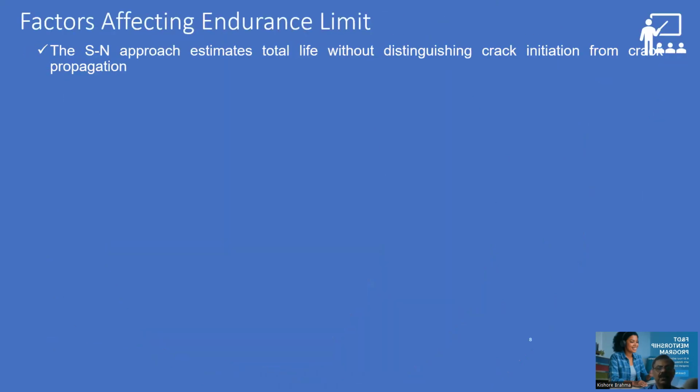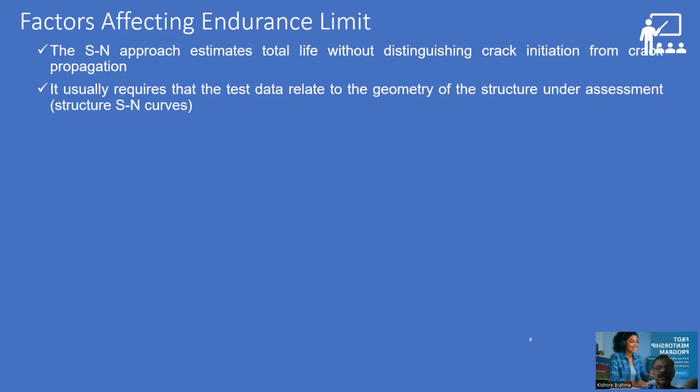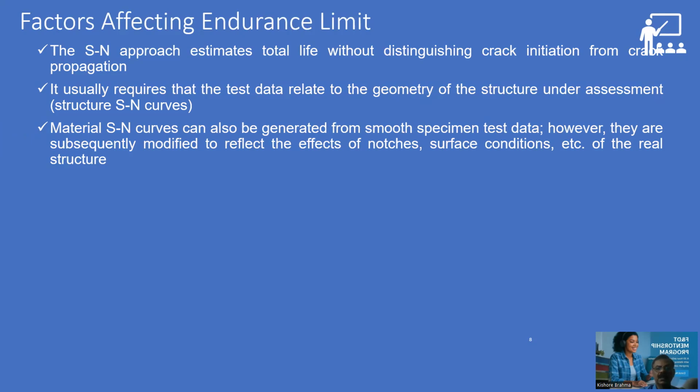Now we'll see what are the factors affecting the endurance limit. Usually, the SN approach estimates the total fatigue life, including crack initiation and crack propagation. It requires tests related to the geometry of the structure under assessment to generate the SN curve, and it is also generated from smooth specimen test data. However, they are subsequently modified to reflect the effects of notches, surface condition, etc. of the real structure. Because the SN curve is generated as a material SN curve, but once the component is manufactured, it undergoes various applications and processes. So obviously, it needs some modification.